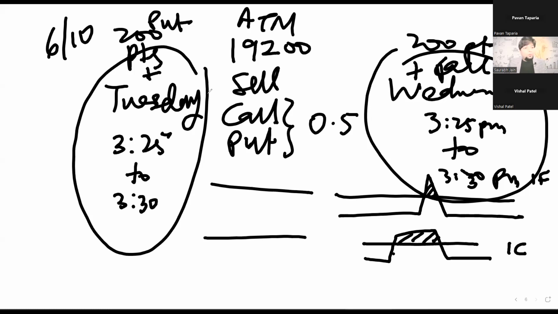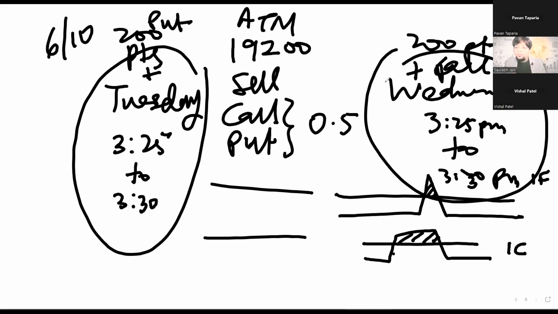For iron fly without adjustments, I'm telling you, for this weekly strategy, you can easily do 10 lots to start with. Easily you can start with 10 lots. Yes, easily you can.